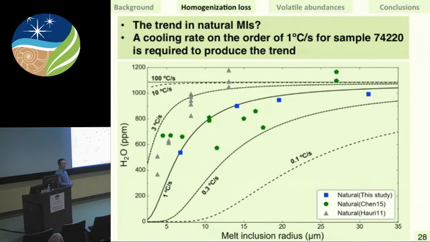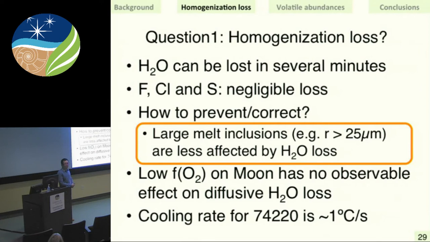For example, using our model and our experimentally determined hydrogen diffusivity in olivine, if we model the cooling of 74220 using a cooling rate of 100 centigrade per second or 10 centigrade per second, we are expecting negligible loss of water even in the smallest melt inclusions. And the best fitting of the model tells us that 74220 likely cooled down at a rate on the order of 1 centigrade per second.